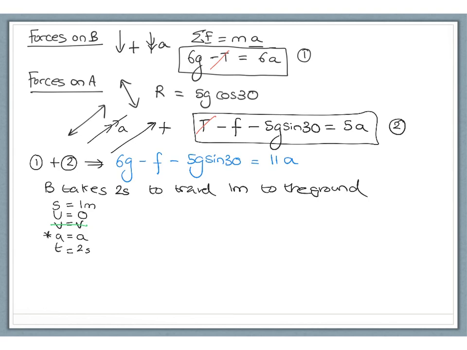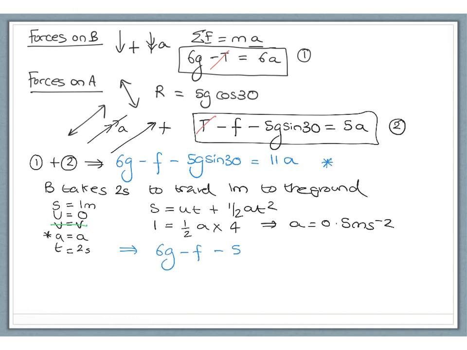So if we look at that, we've got S, U, A and T, which gives us S equals UT plus a half AT squared. So that's 1 equals a half A multiplied by 4, which gives us an acceleration of 0.5 meters per second squared. Now, this is good because what we can do is substitute that into this equation here. So that gives us 6g minus F minus 5g sine 30 equals 5.5, and this gives us an F value of 28.8 newtons.